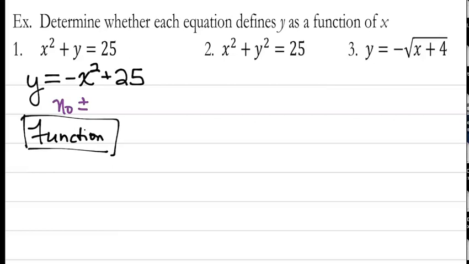Let's look at number 2. Number 2 says x squared plus y squared this time equals 25. So I have a y squared instead of just a plain old y. Now to solve this for y, I'm still going to have to subtract that x squared from both sides. Except now this time, instead of it saying y equals negative x squared plus 25, I have a y squared equals negative x squared plus 25.